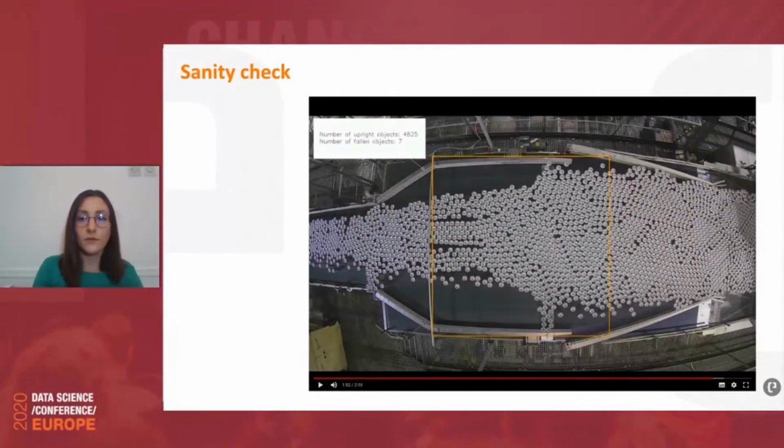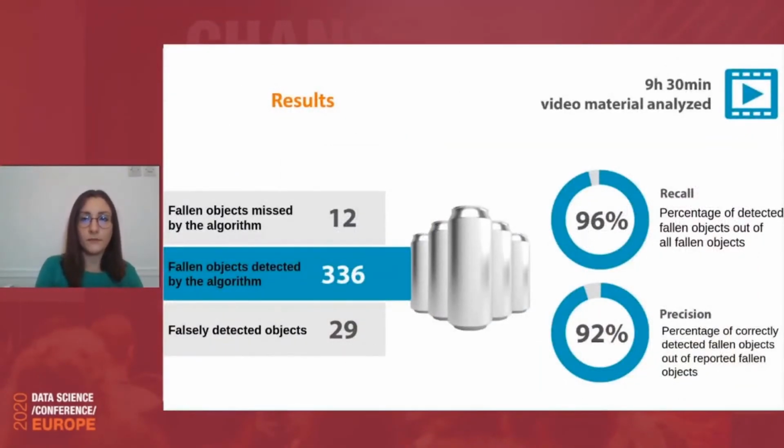And now going to our results part. As I said before, we had 9 hours and 30 minutes of raw video material for the second phase of our project. And these are the results. We detected 336 falling objects. Only 12 objects were missed by the algorithm, and we had 29 falsely detected objects.